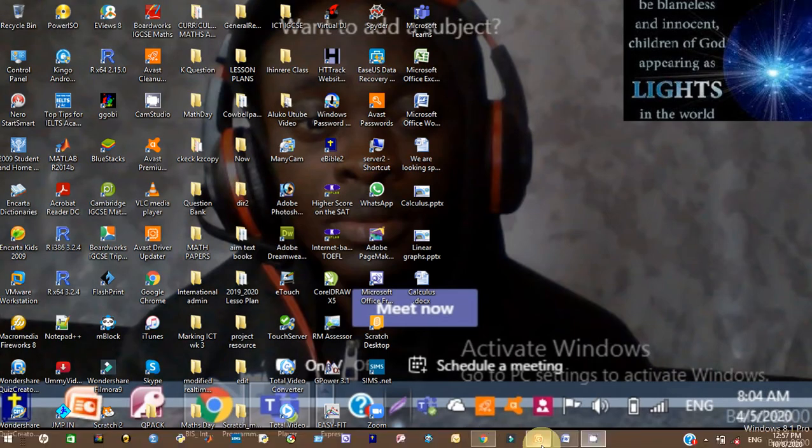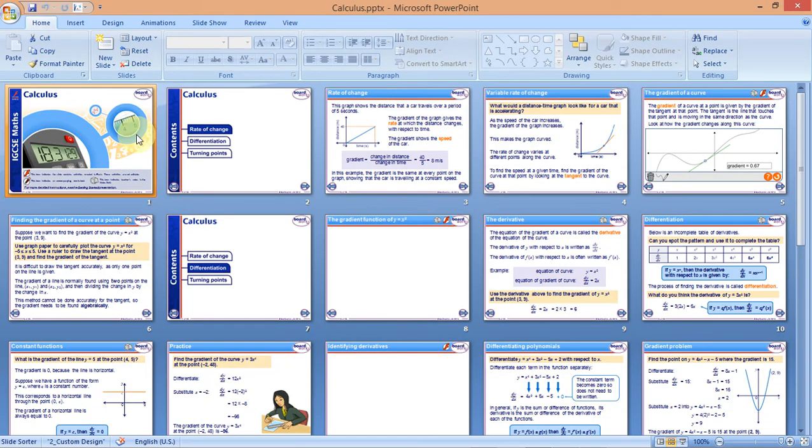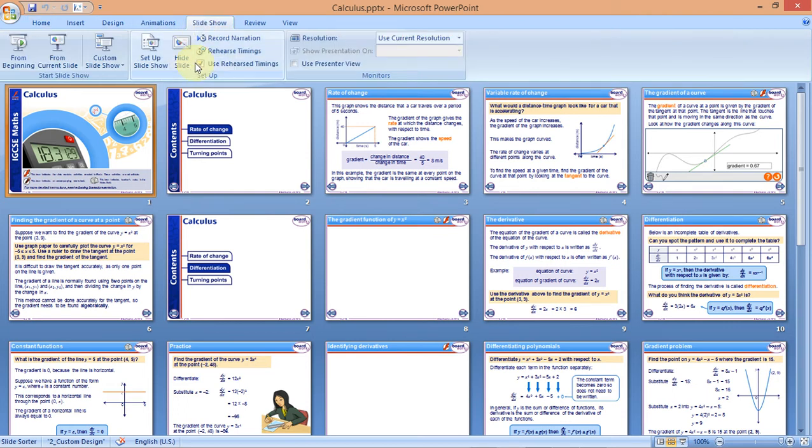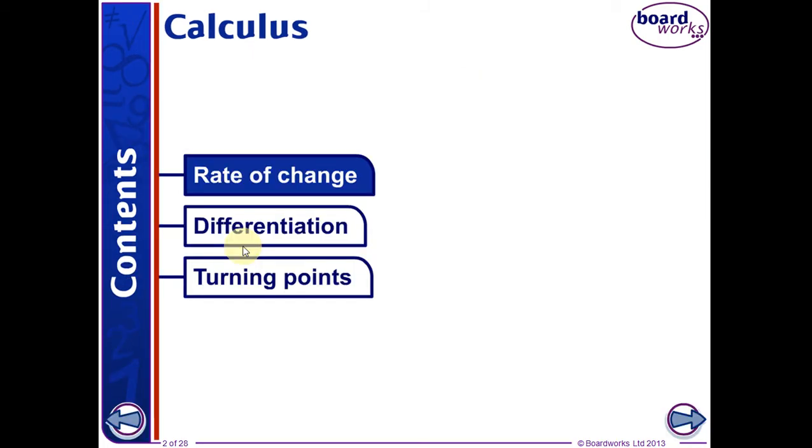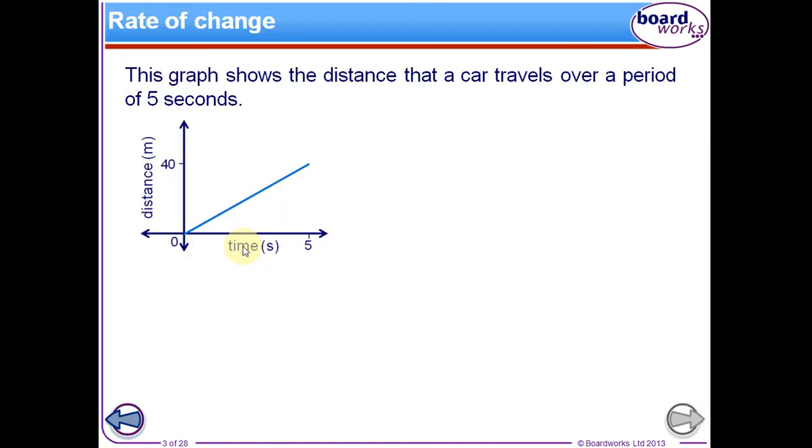I'm going to take you guys through this board work on calculus, so that you have a very good understanding of rate of change, differentiation, and turning points, and we'll be able to complete that assessment task accordingly. So the content you'll be considering in today's section is rate of change, differentiation and turning points.